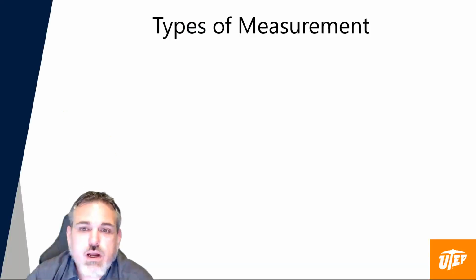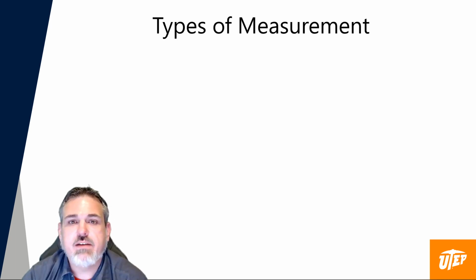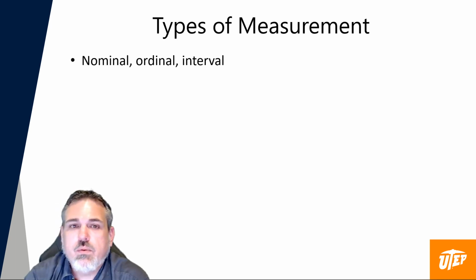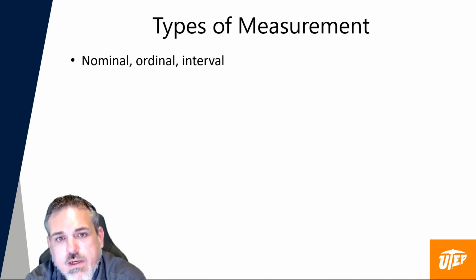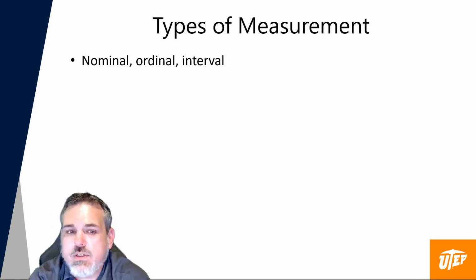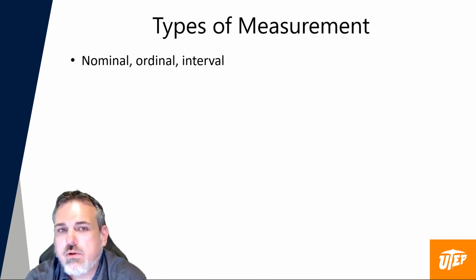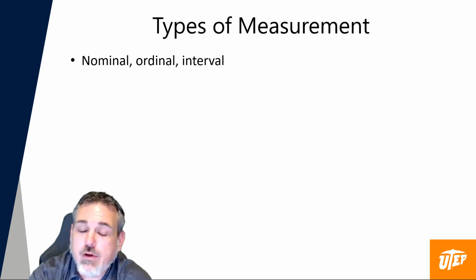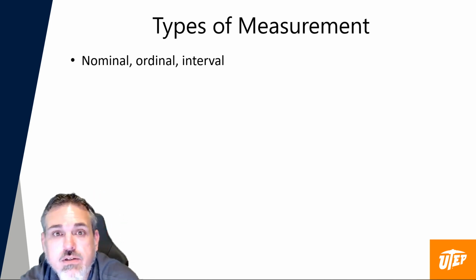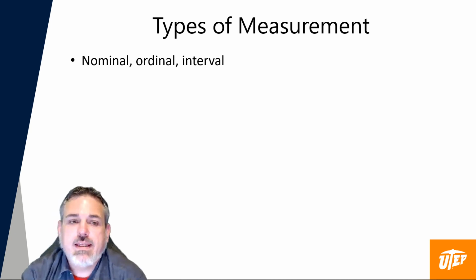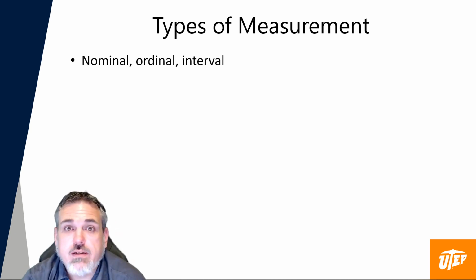So the first thing we're going to look at is types of measurement. We need to know that largely in quantitative social science and also qualitative social science, there exist three general types of measurement: nominal measures, ordinal measures, and interval measures. And these measures all measure different concepts.